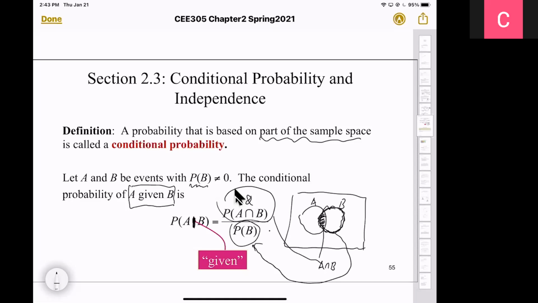Professor, I have a question again. Yes. Is that P times A over B? Where it says given, what's that line? The line just means given. It's not times. We write P(A|B). That means under the condition B happens, what is the probability of A? Okay, I got it. Thank you.